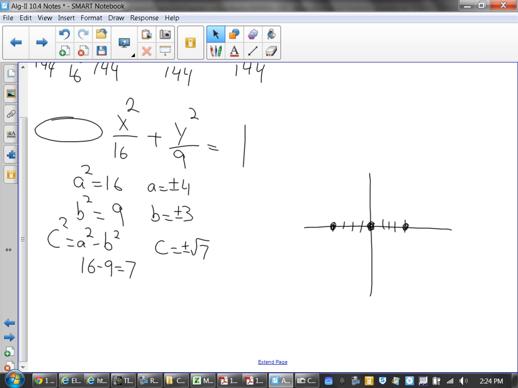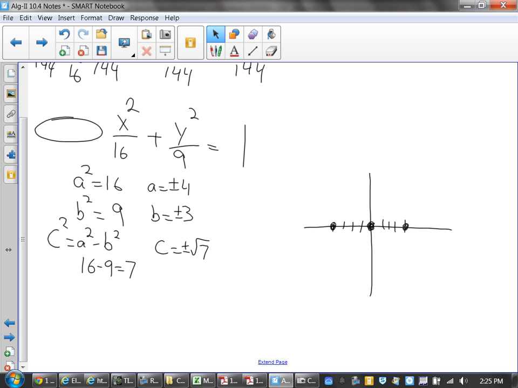I do the same thing with the co-vertices. I go up and down 3. And the reason that I know this, remember, the reason I put that here first is so that I know my vertices are going to go left and right. Wait, where did you get the vertices from? Like, how did you get those? Everything starts at the origin today.